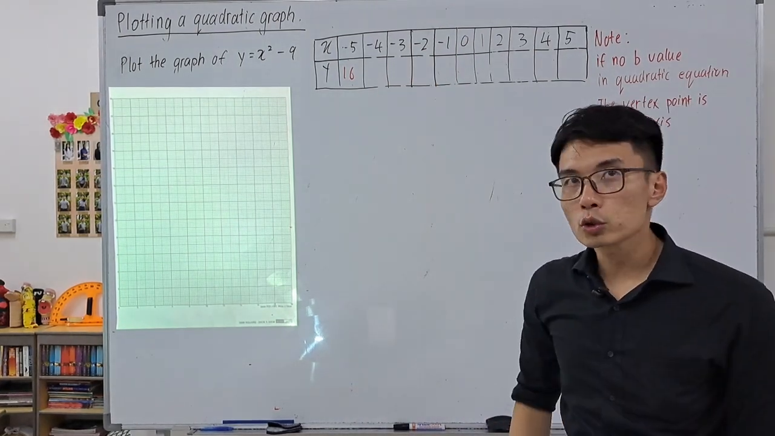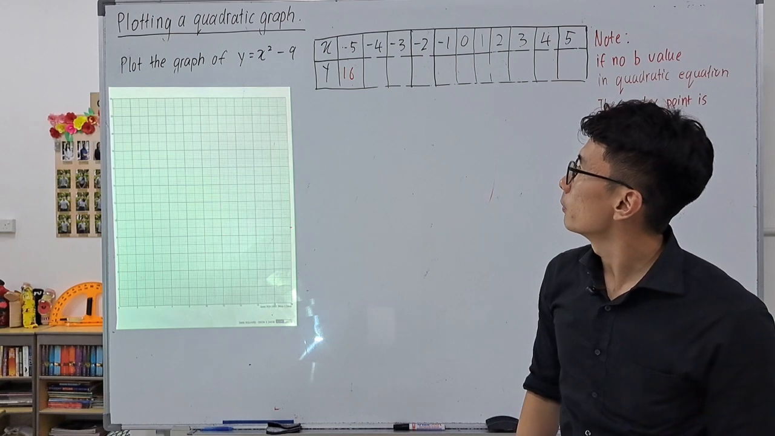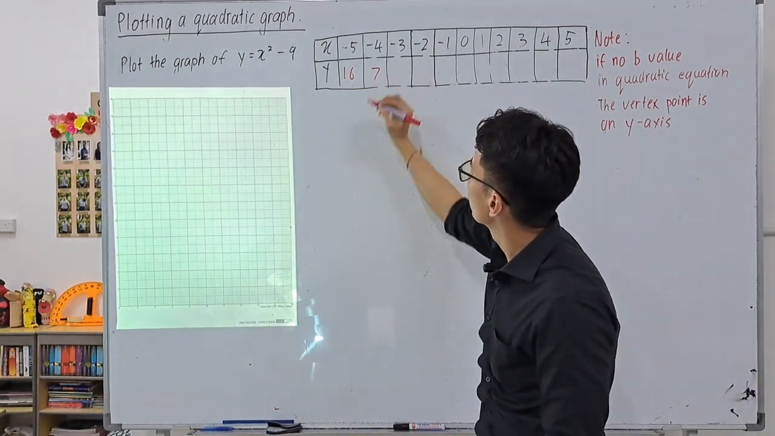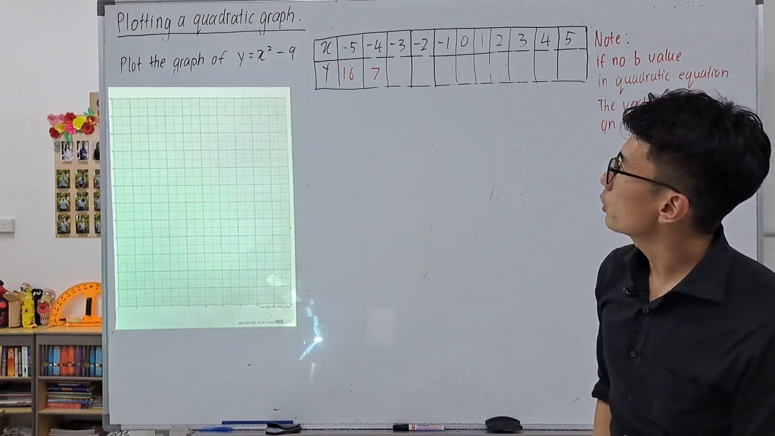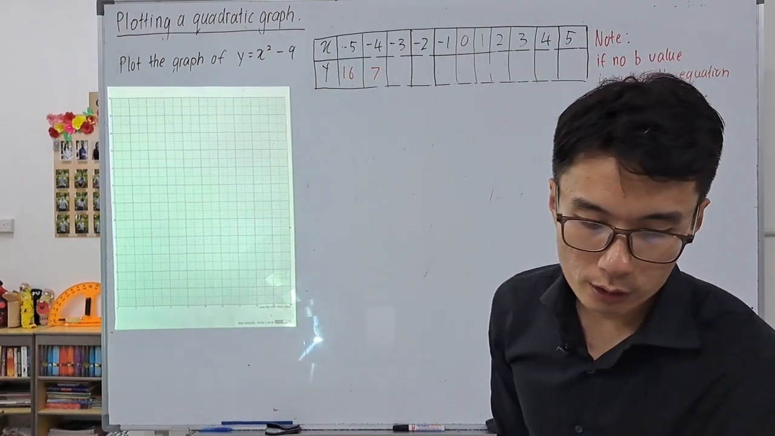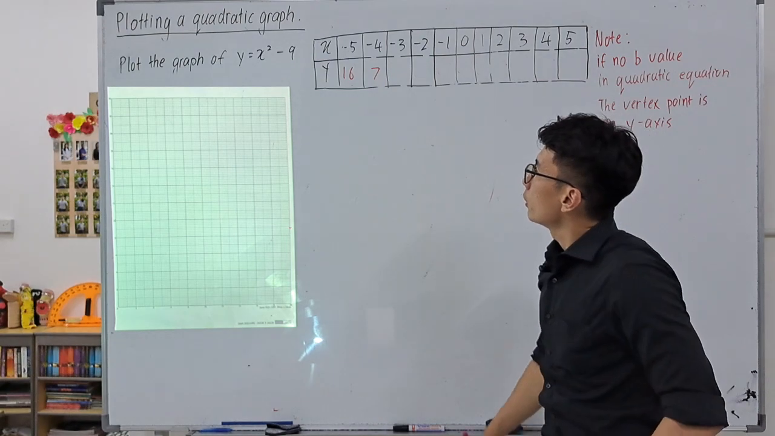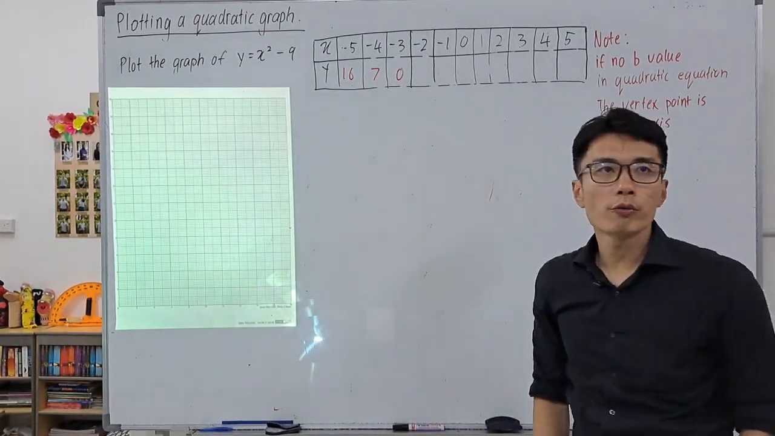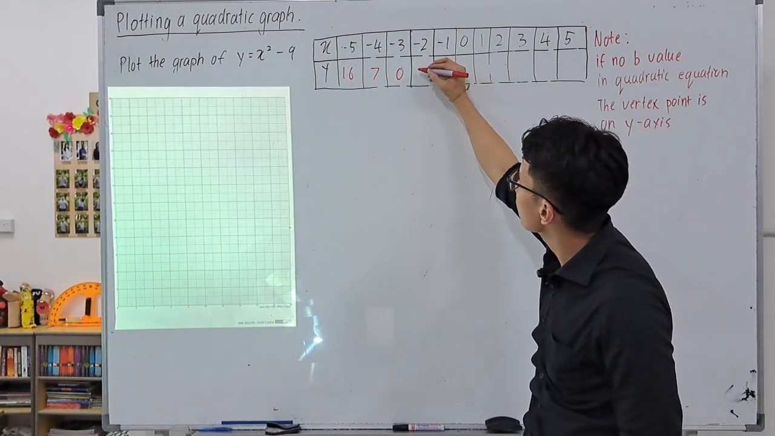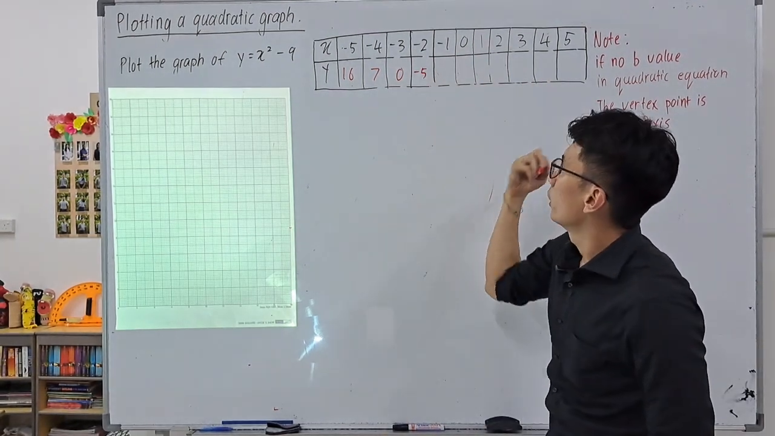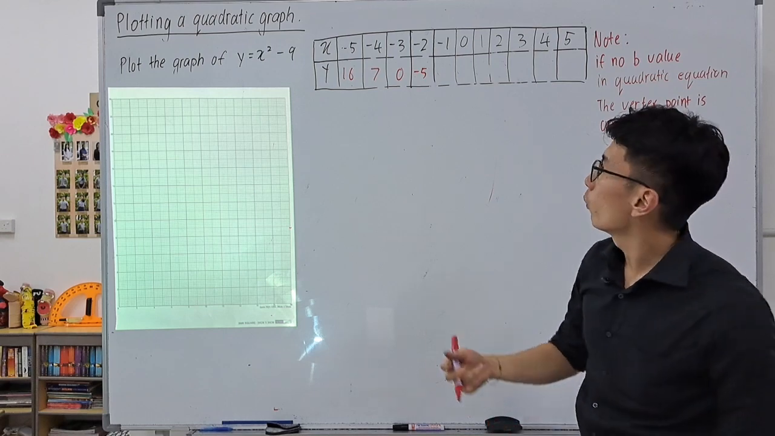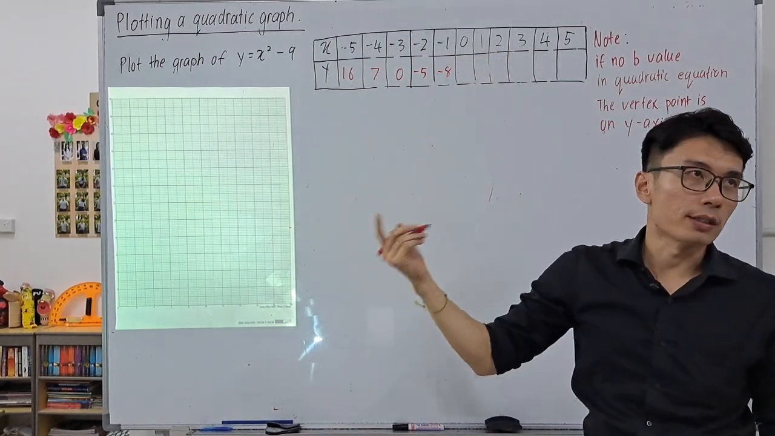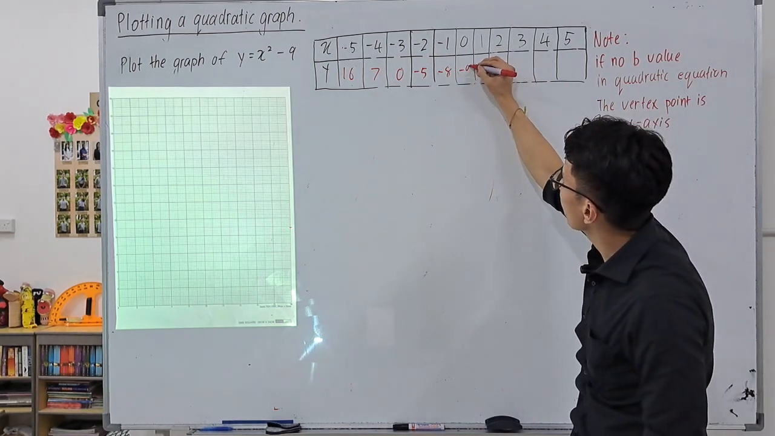And then -4 squared, I should get 16, and 16 minus 9 gives me 7. -3 squared gives me 9, and 9 minus 9 will be 0. -2 squared is 4, and 4 minus 9 gives me -5. -1 squared is just 1, and 1 minus 9 gives me -8. 0 squared is nothing, minus 9 gives me -9.